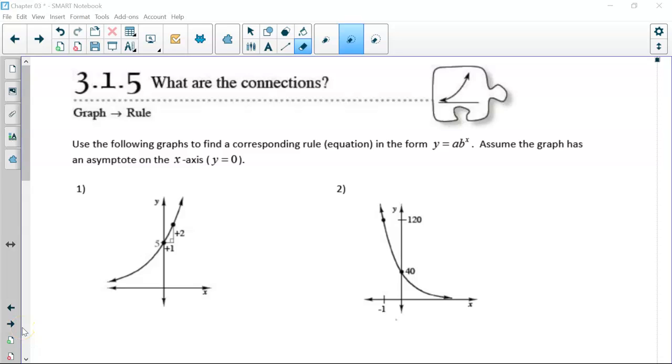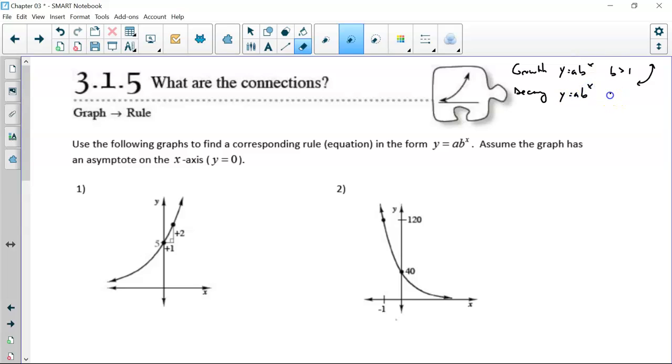Welcome to section 315. We're going to be talking about using the graph to create a rule. Now keep in mind, for growth, y equals a times b to the x. For growth, b is greater than 1, and it's going to rise from left to right. For decay, y equals a times b to the x, but b is between 0 and 1, and that's going to fall from left to right.